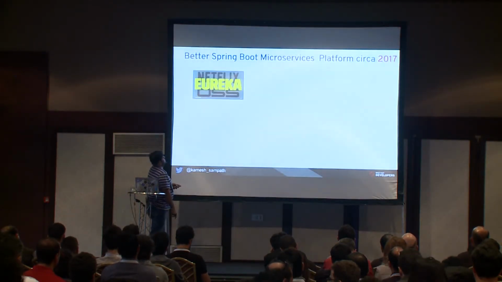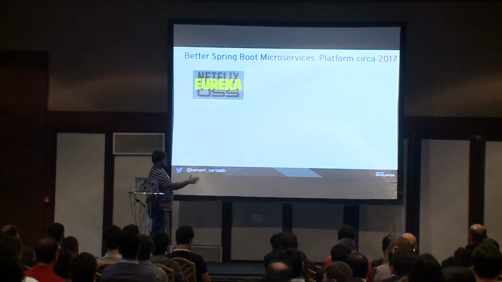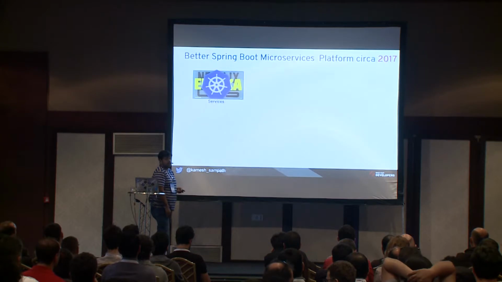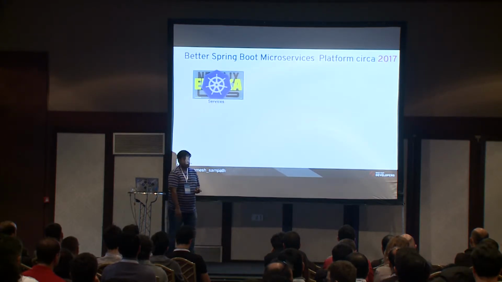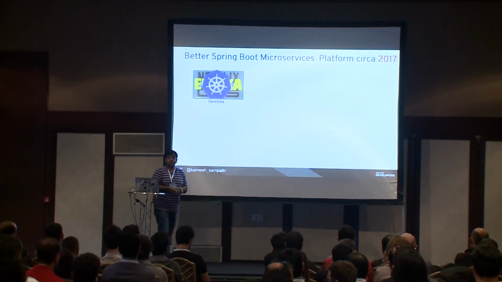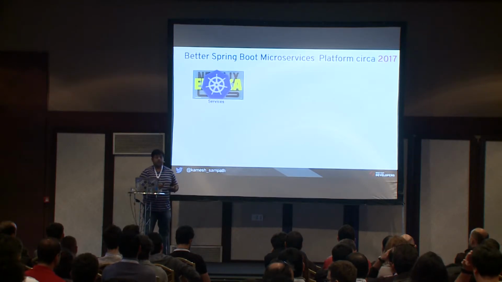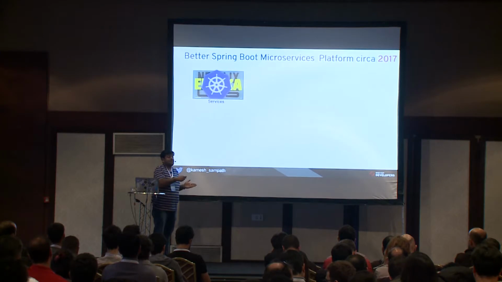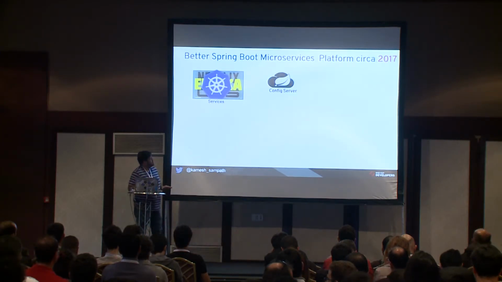So this is what your platform looks like, maybe starting in 2017, which we did. We are going to replace Eureka with Kubernetes services, because Kubernetes by default gives you service discovery. Every application that is deployed on Kubernetes is discoverable, so I don't need to deploy a service registry to register my applications. And then I'm going to knock off config servers with config maps.